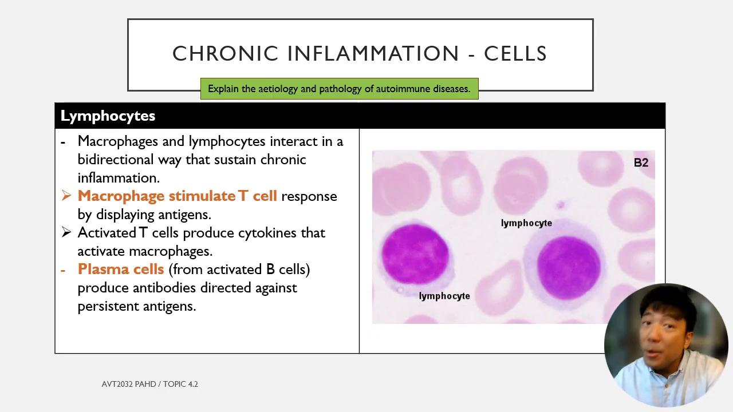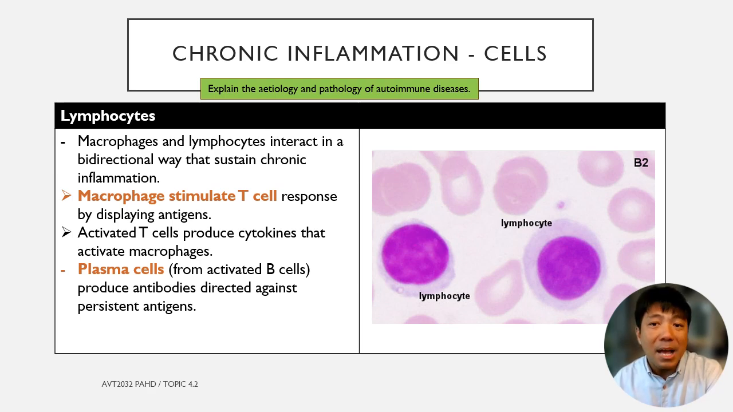Let's take a look at lymphocytes and plasma cells. The lymphocytes, particularly the T cells, interact with the macrophages in a bidirectional manner, promoting chronic inflammation. Macrophages present antigens to the T cells and activate them, while the T cells release cytokines and stimulate macrophages.